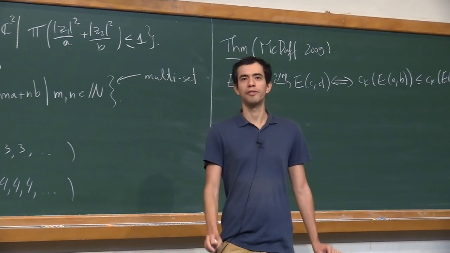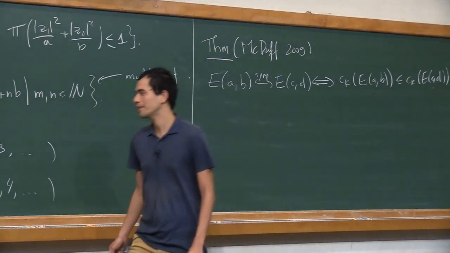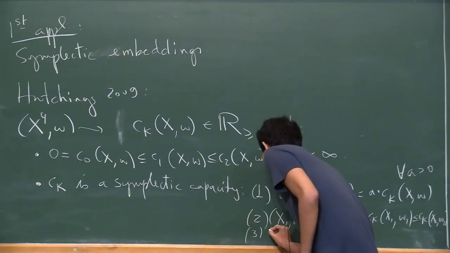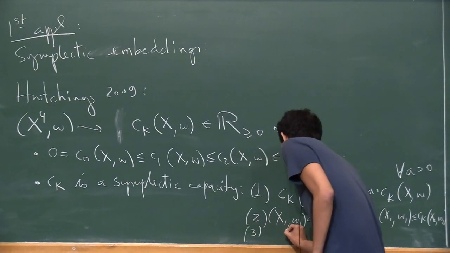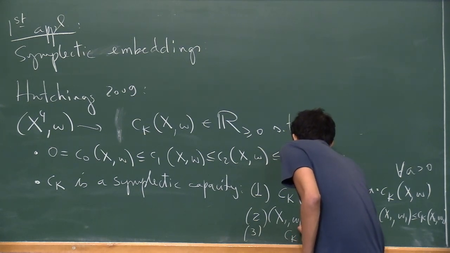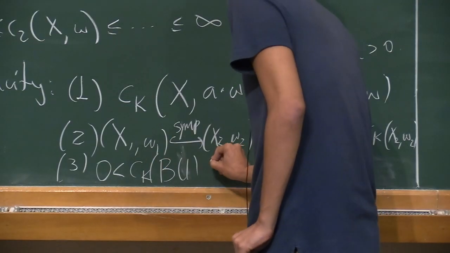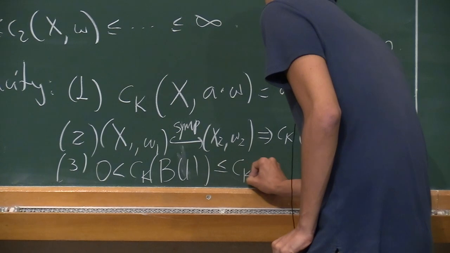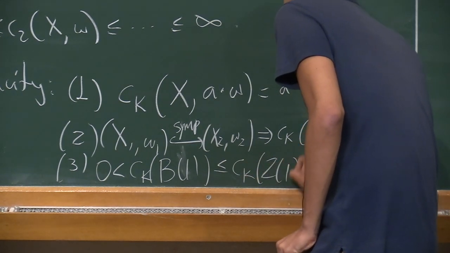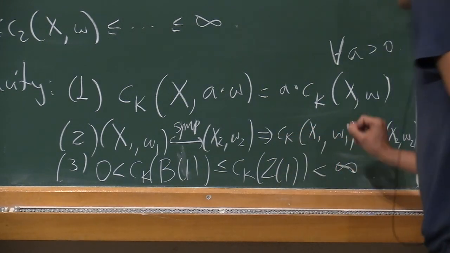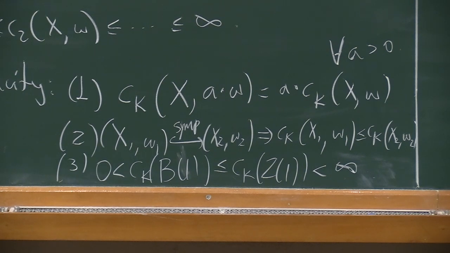I don't need to reprove Gromov's non-squeezing, but maybe I'll add this. So the third condition, which is very common in the literature, is that this capacity is not trivial, in the sense that the capacity of the ball of, say, radius 1 is positive, and this is less than or equal to the capacity of what's called the cylinder, and we want this to be less than infinity. Okay. This is true for ECH capacities. Okay. So this is one set of applications.